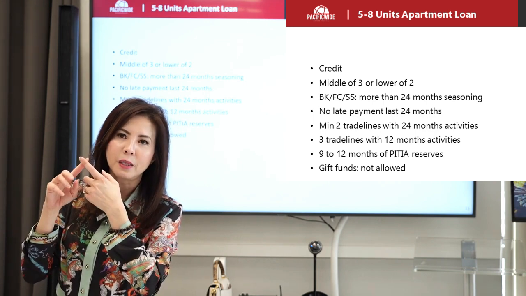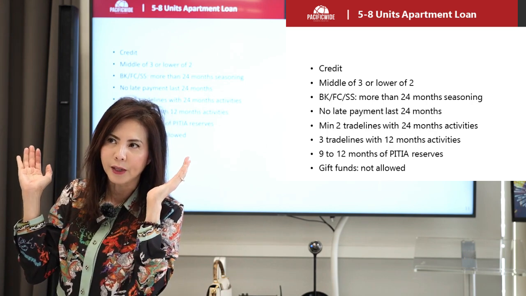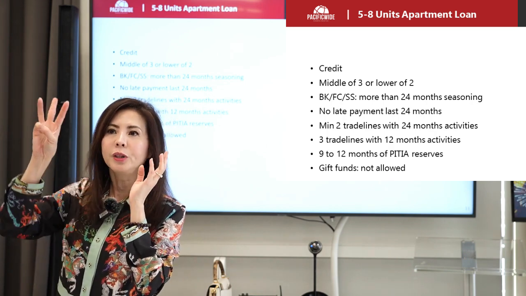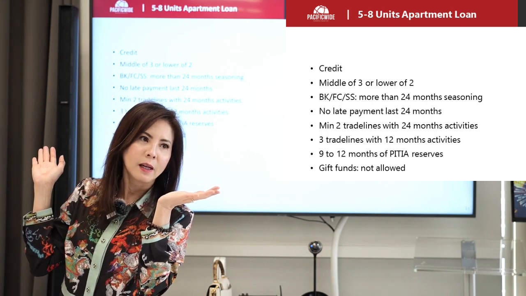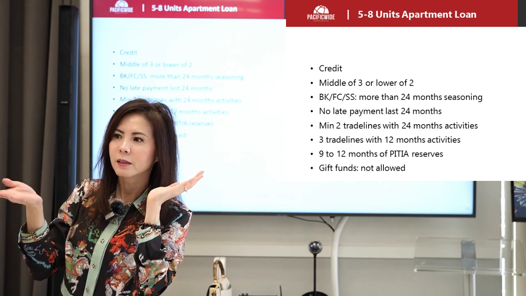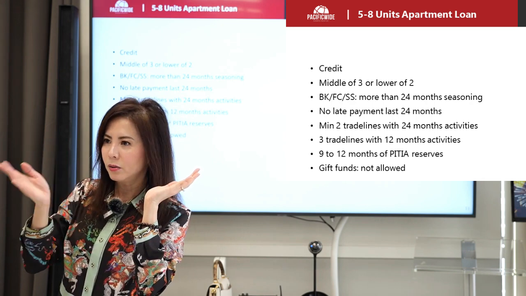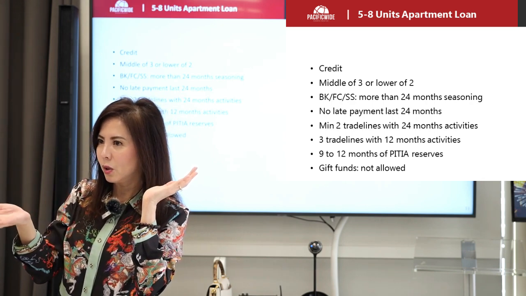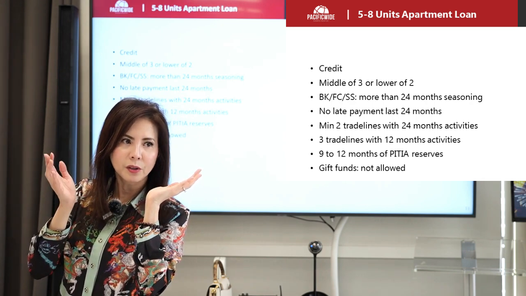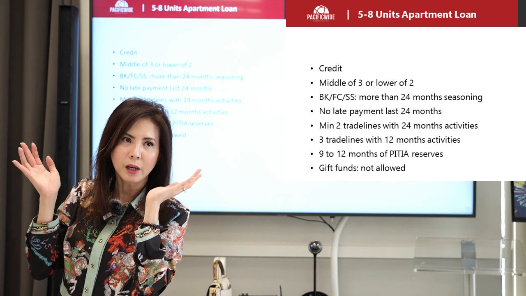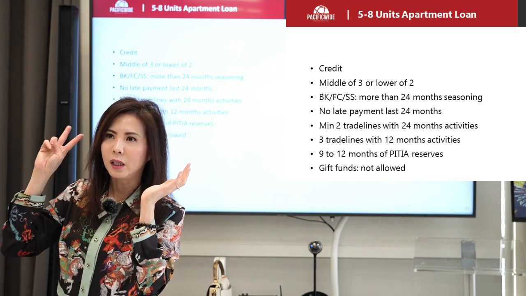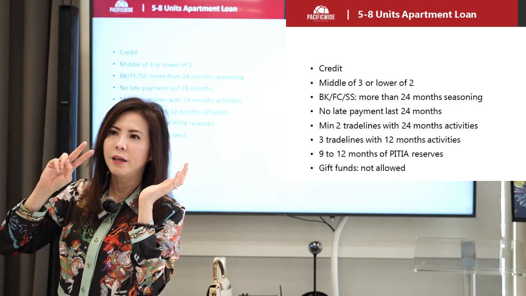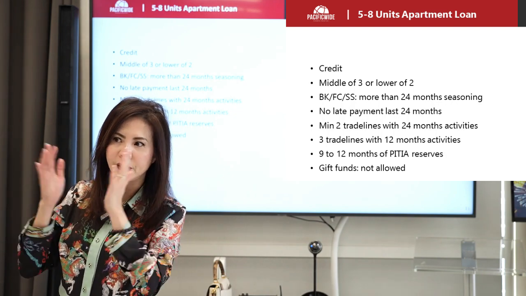In the past, actually for this particular loan only, for a conventional loan, we need 3 trade lines. What are trade lines, everyone? Credit cards, car loans, revolving credit, mortgage loans, student loans. Everything in your credit report is a trade line. You have to have at least 2 trade lines, and they have to have 24 months of activity.